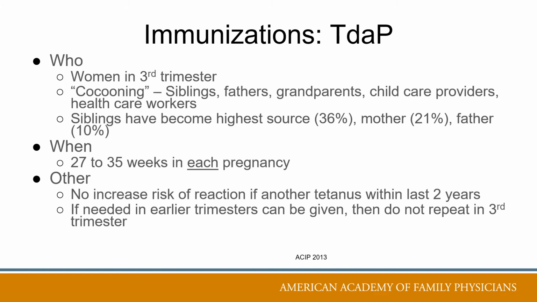So there's no increased risk of reaction if another tetanus is given within the past 2 years. So essentially, you want to go ahead and give this every single pregnancy, every single time. You don't need to repeat this if it was given in earlier trimesters. So for example, if a patient happened to get the vaccine at 26 weeks, and typically we'd give it at 28 weeks, you don't need to give it again. You shouldn't give it again at 28 weeks, but ideally you give it at the 28-week mark in pregnancy.